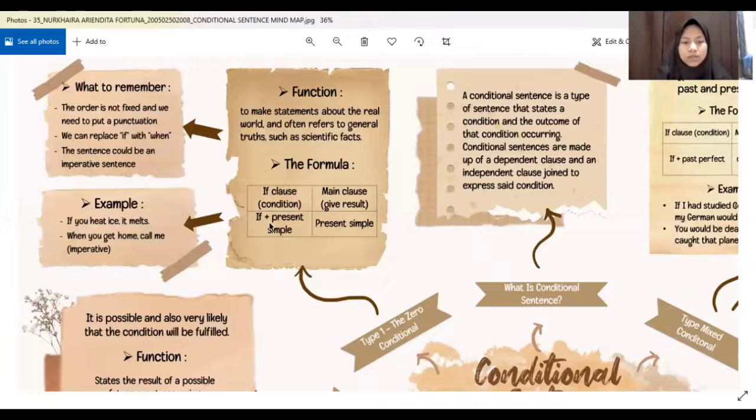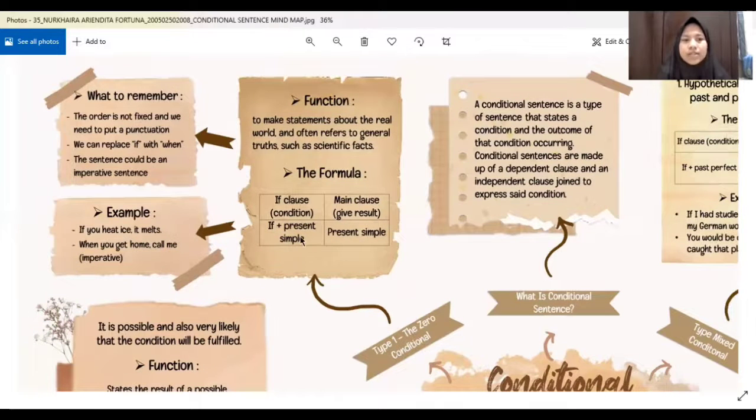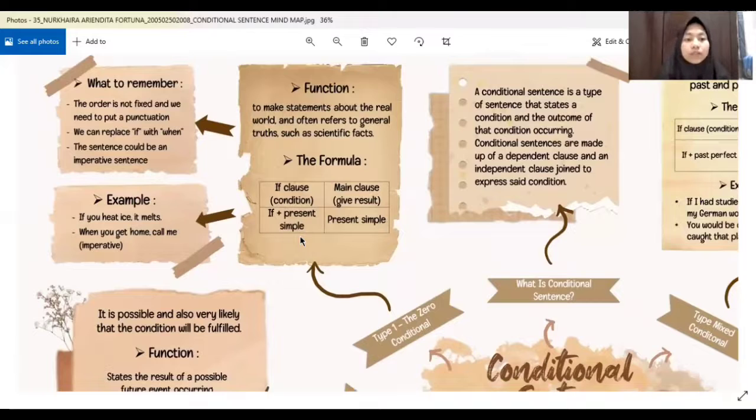The if clause is if plus present simple, or you can say simple present, and then the given result or the main clause would be the present simple. So we see here both the condition and the result are the same, present simple. What we need to remember for the zero conditional is that the first one is the order. The order is not fixed and we need to put a punctuation. So basically the order of the conditional sentence for type 1 is not permanent, and we can change the order by putting a punctuation such as a comma.